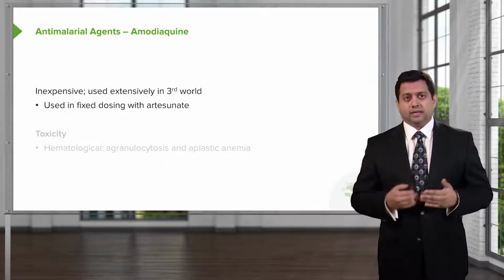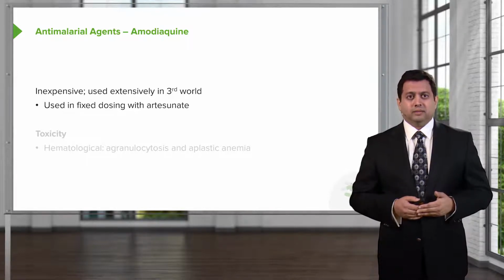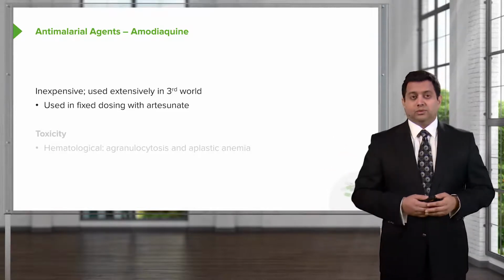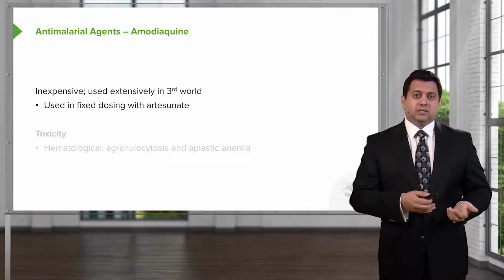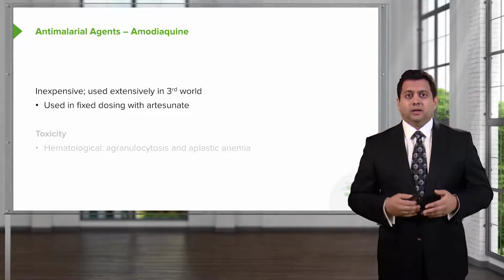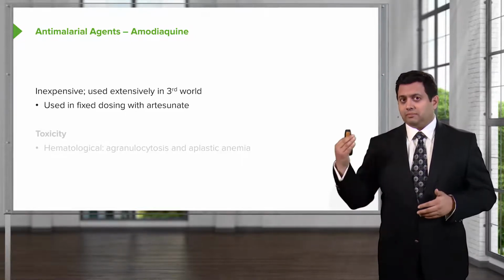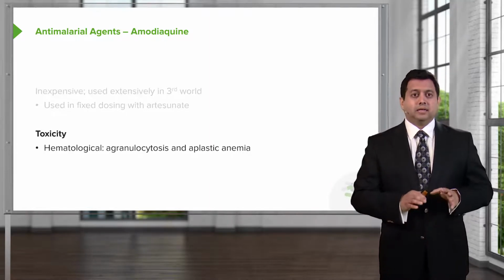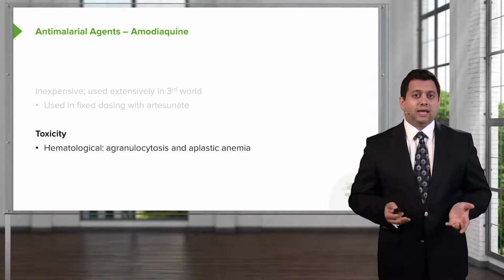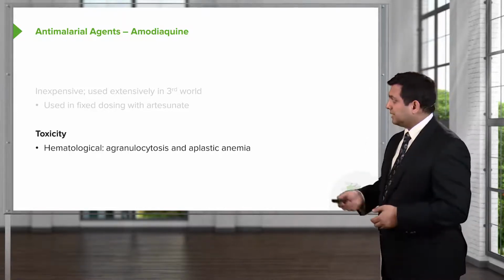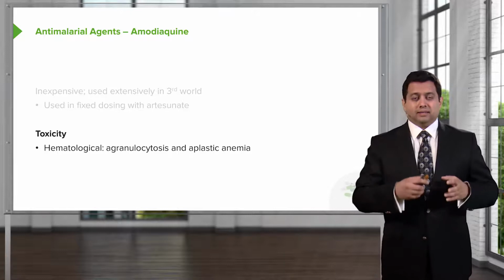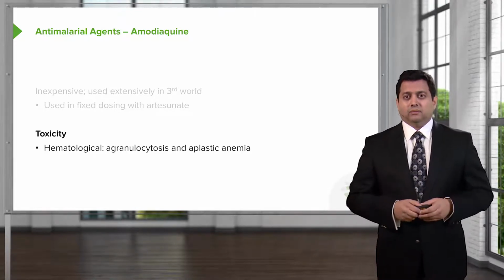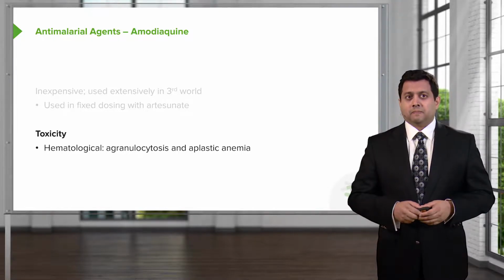Amodiaquine is also another agent that we use for the treatment of malaria. It's a relatively cheap drug. We use it extensively in third world settings. It's used in fixed dosing with artesunate, which is one of those artemisinin drugs that we had talked about earlier. Toxicity includes hematological problems, including agranulocytosis and aplastic anemia. So be aware that these agents can cause problems with your white count and the development of white blood cell lines.